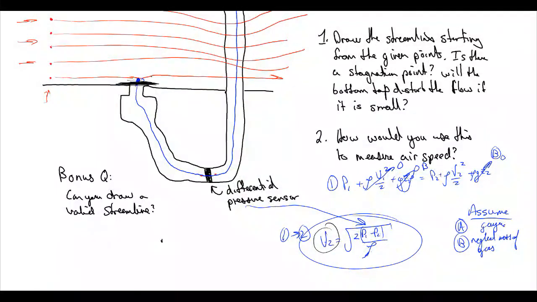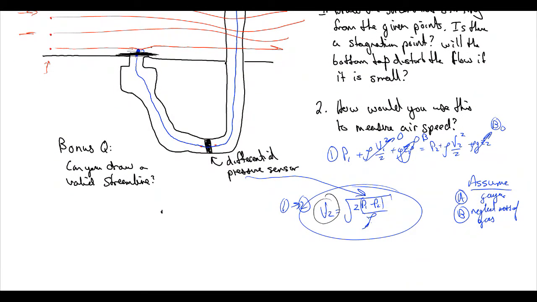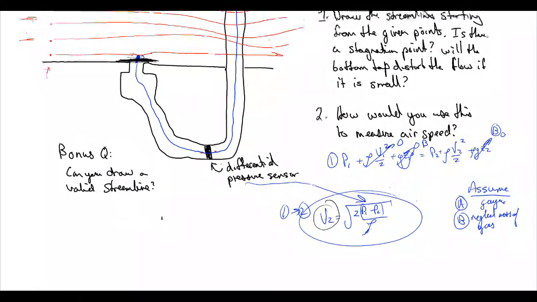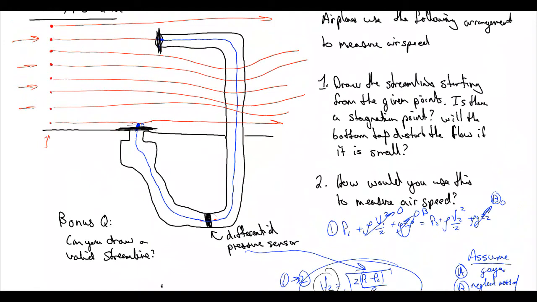Cool. Bonus question: is this a valid streamline? And the answer is no, right? Because we crossed this differential pressure sensor. But it turns out it really works, right? And one of the things we talked about with Bernoulli's is that Bernoulli's really works surprisingly well, even though you have to break a lot of its rules in order to use it oftentimes. And remember, one of the assumptions we're using here is that our streamline starts and ends so close to these other streamlines that there's no significant pressure gradient between the two.